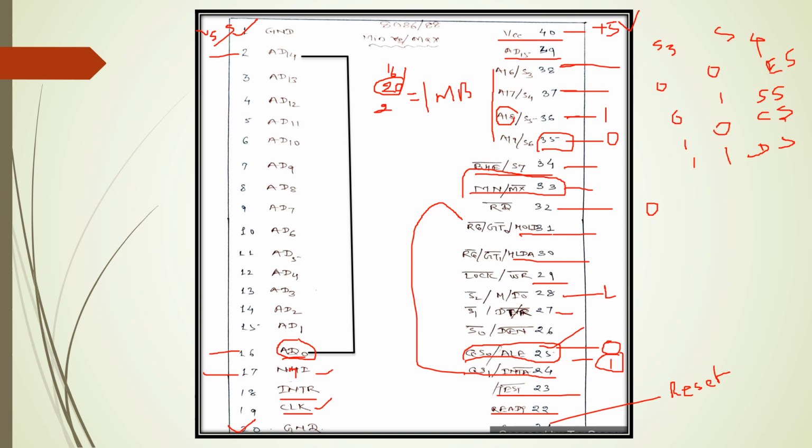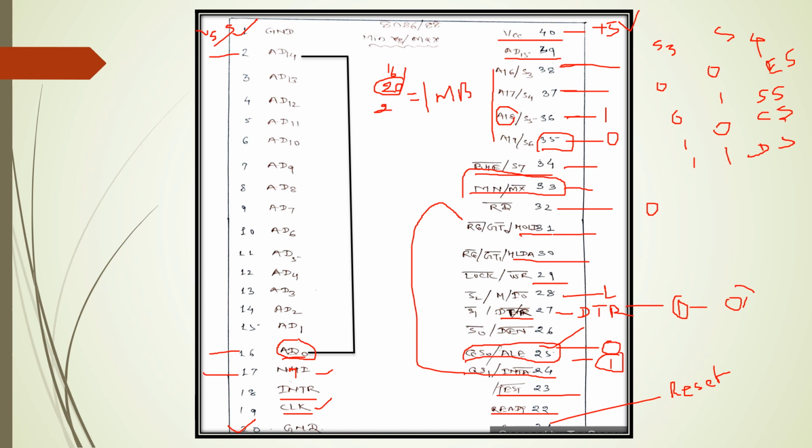Next one is pin number 27. This pin is actually the DT/R pin, data transmit and receive pin. If this pin is high, that means data is transmitted, and if this pin is low, that means data is not transmitted. Simple.